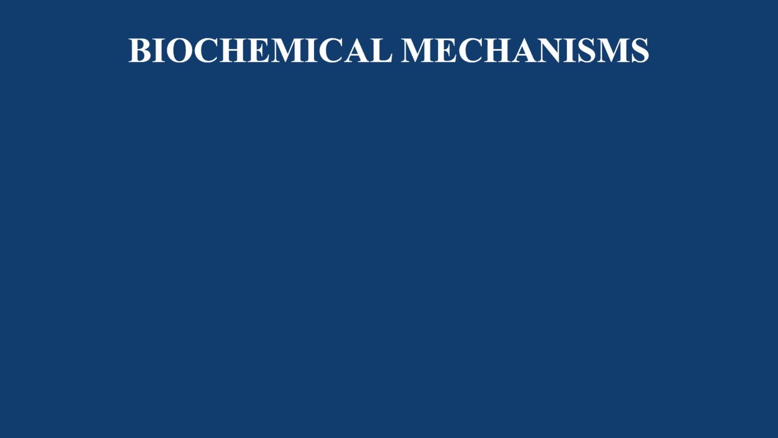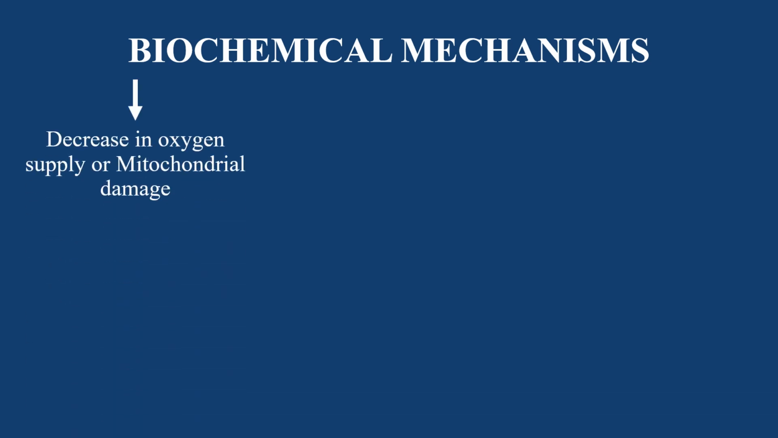Let's talk about the biochemical mechanisms of necrosis. There will be a decrease in oxygen supply. Necrosis occurs because of ischemia or reduced oxygen supply. Because of this, there will be mitochondrial damage. As you all know, the mitochondria is the powerhouse of the cell. What happens in mitochondria? There will be generation of ATP. Suppose the mitochondria is damaged, so there will be no ATP. There will be depletion of ATP, and because of this, there will be no energy.